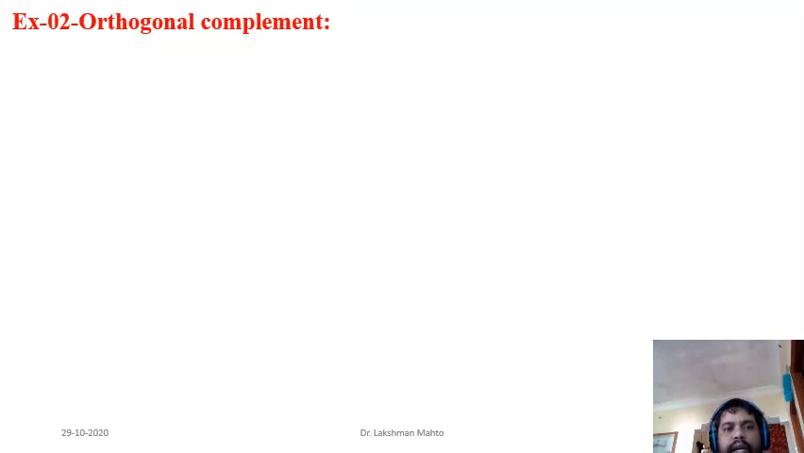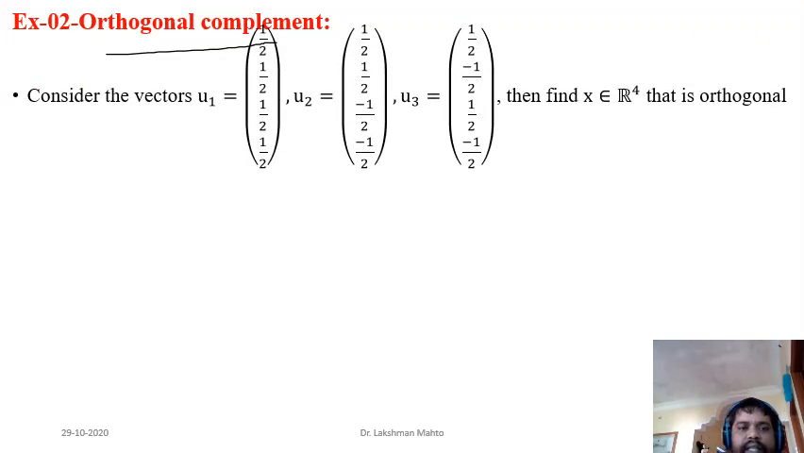It is also related with orthogonal complement, but it is a little bit different problem. It says that consider we are having now three vectors u1, u2, and u3. So why notation I have taken it u1, u2? These are actually unit vectors. Then we have to find a vector. So here u1, u2, u3, all these are four-dimensional vectors.